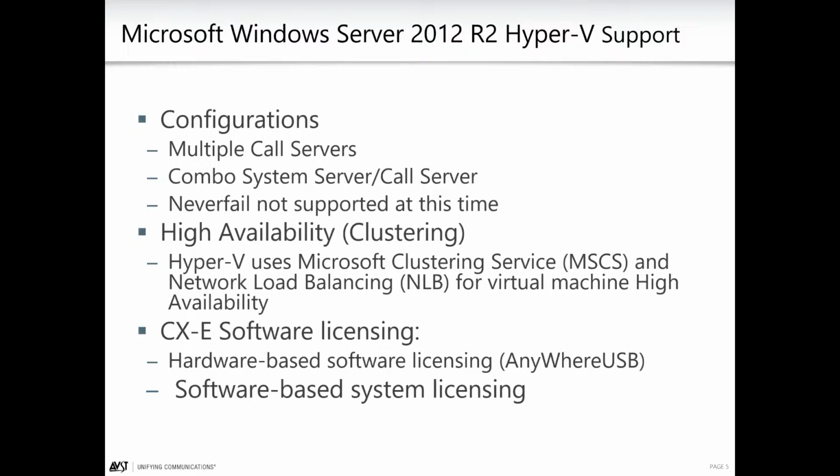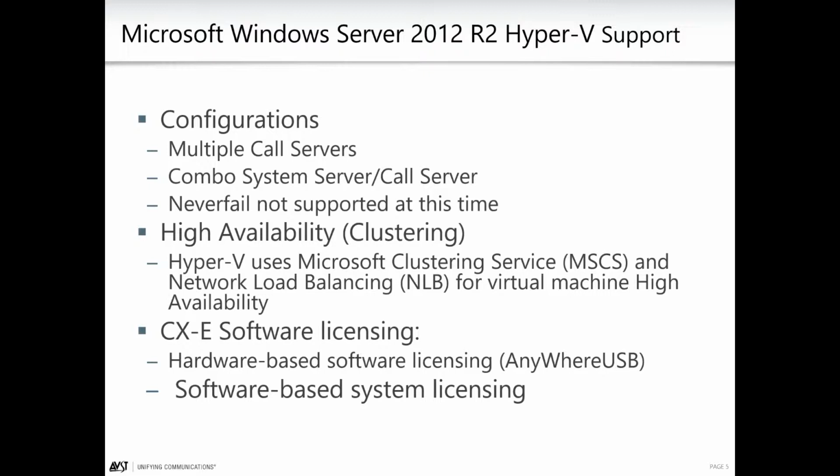We have a number of components in our system, and basically they can all be virtualized with the exception of Neverfail, which is our system server redundancy software, which cannot be supported on Hyper-V. Now, that's not really that much of a problem because if you're using Hyper-V, you're probably going to use their high availability piece for the redundancy, and they do support that with a combination of clustering and load balancing. So you still can get a high availability configuration of the CXE product running on Hyper-V.